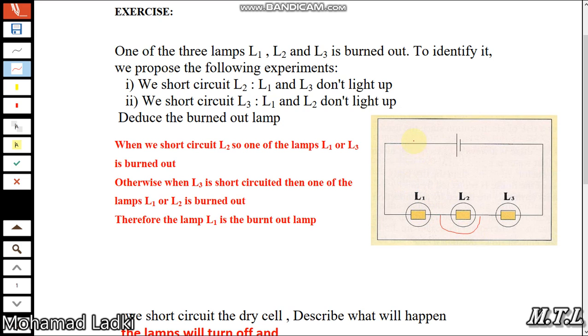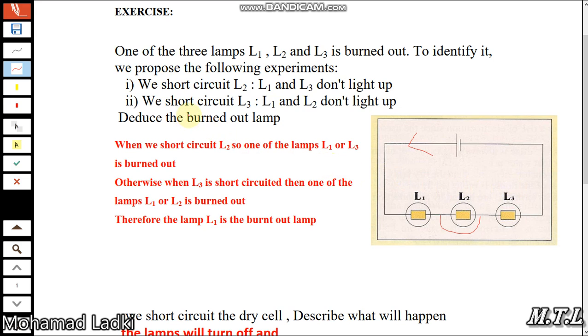L1 and L3 don't light up. So when the electric current passes here, the lamps L1 and L3 don't light up, it means there is an open switch. So the open switch may be in L1 or L3. So L1 may act as an open switch or L3. So one of L1 or L3 is burned out.